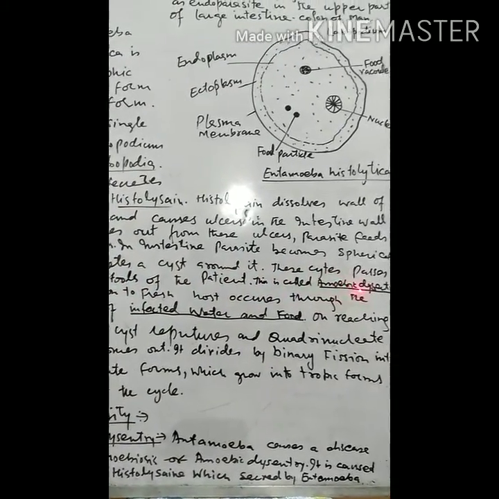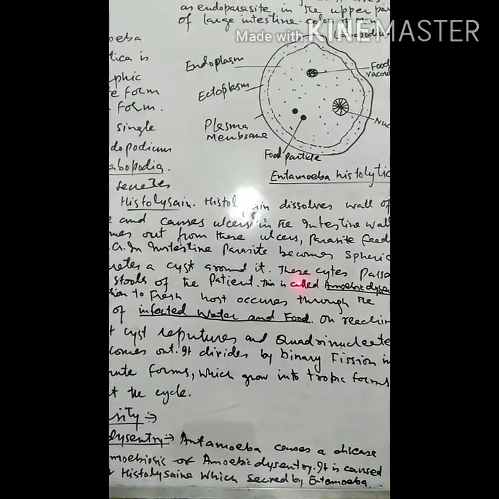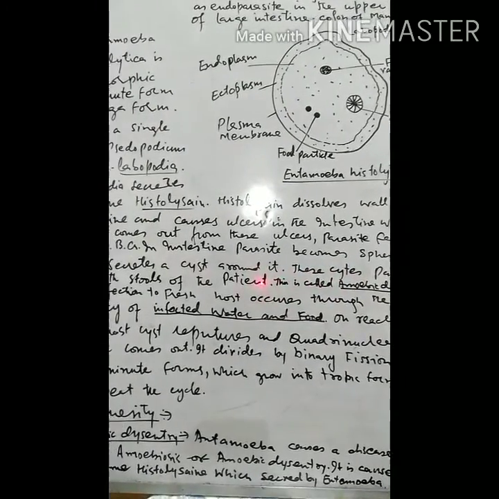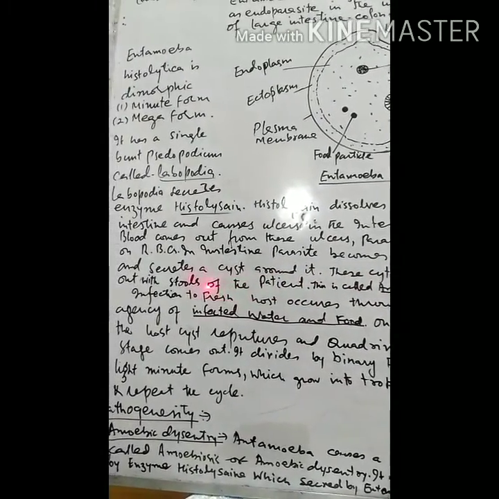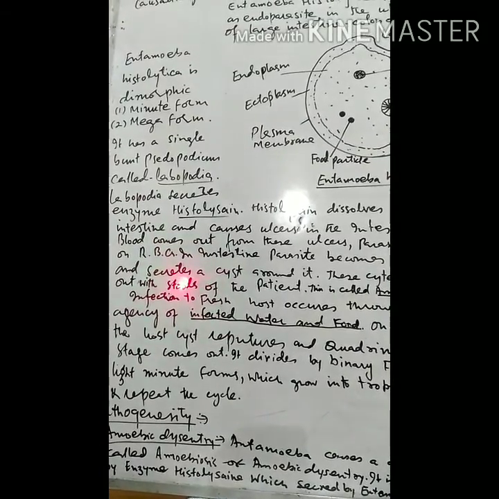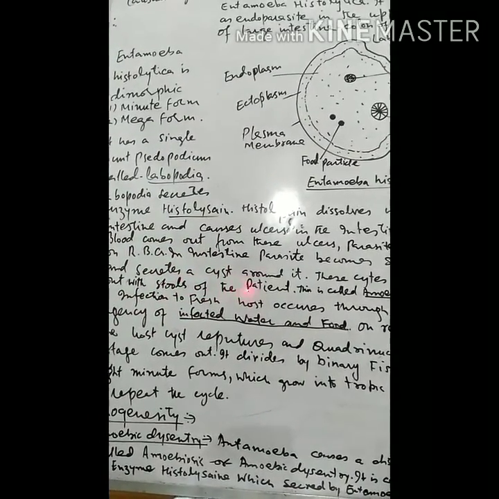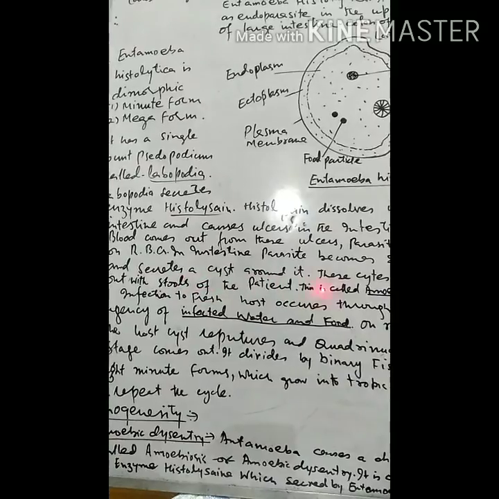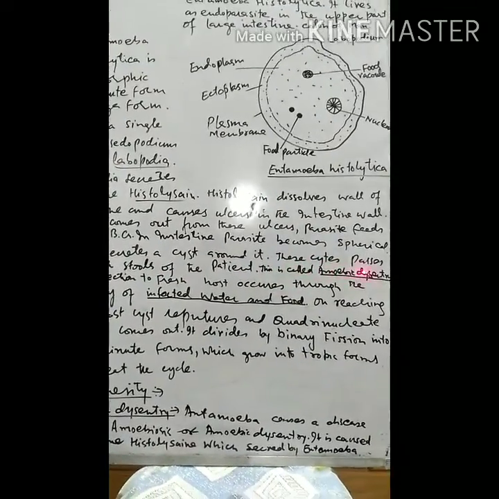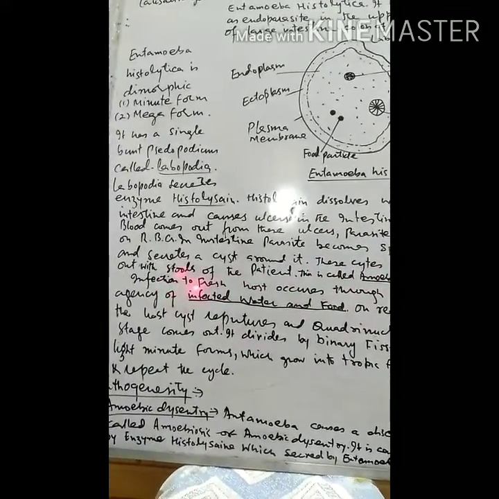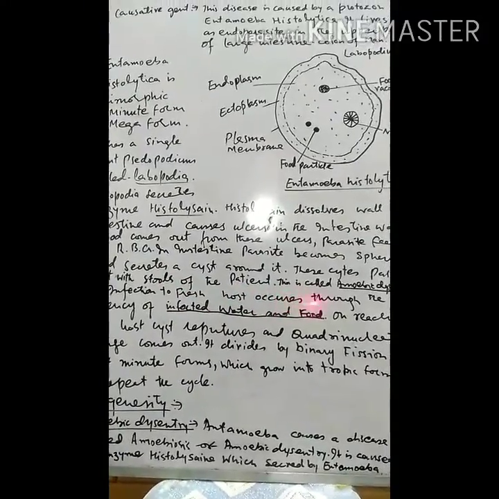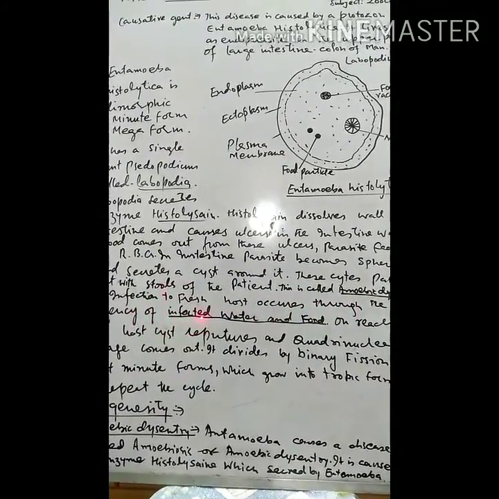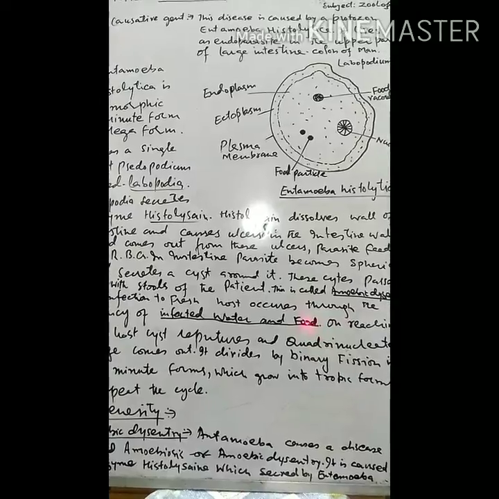This is called amoebic dysentery. The patient passes out the stools. These stools have blood with them. These are called bloody stools. This disease is called amoebic dysentery. The infection to the new host is caused through the agency of infected water and food.